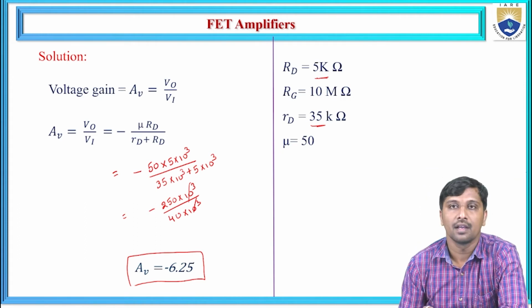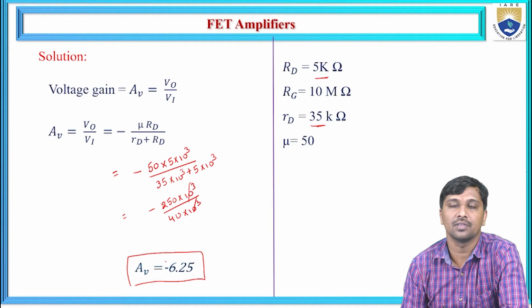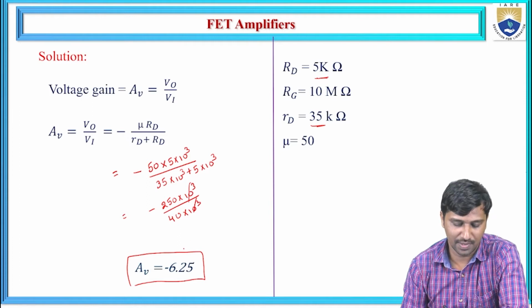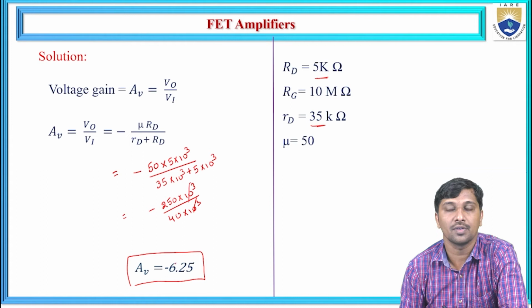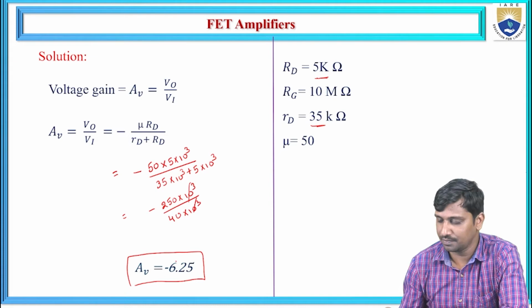So approximately this voltage gain gives minus 6.25, where the negative sign indicates a 180 degrees phase shift with respect to the input signal. It means the output signal is 180 degrees phase shifted with respect to the input signal. It's not a negative magnitude; it indicates the polarity of the output.